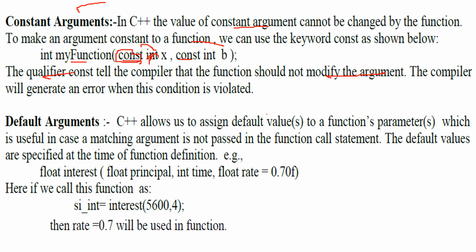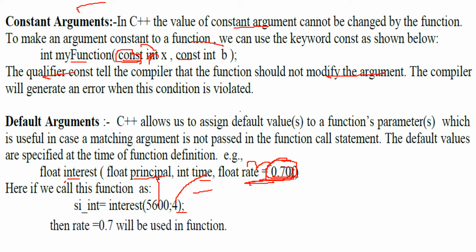Default argument. Say in a banking system, the interest rate generally doesn't change for quite some time. So why pass the interest rate again and again? Rather, we can just have a default value for it. Here is an example. We have a function called interest, with principal and time, but the rate we are fixing: float rate is equal to 0.70f. So even when we call it with principal 5600 and time 4, but we are not giving any third parameter, automatically by default the rate will be taken as 0.70 in the program.